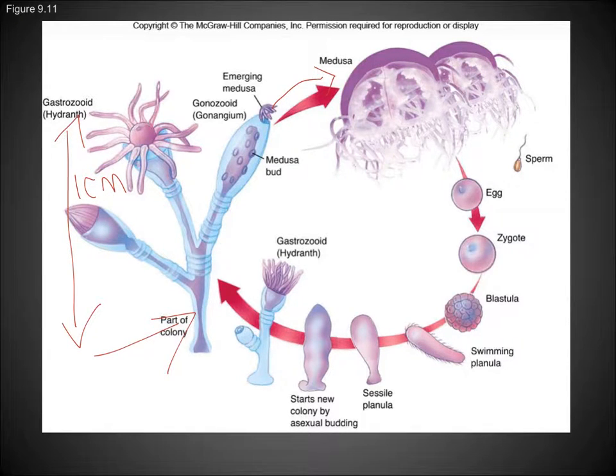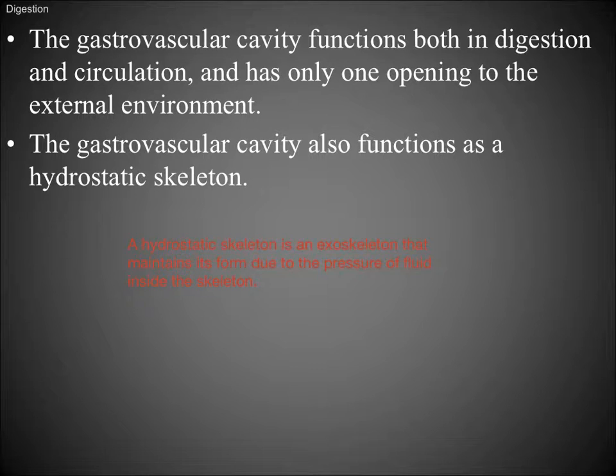The medusa are able to swim around basically just long enough to create their egg and sperm, and then we have external fertilization that occurs. We have free swimming planula, and then they land back to the ground and start growing a new colony by budding. So the gastrovascular cavity in this group is very special.